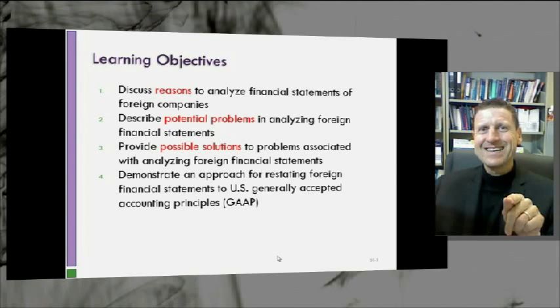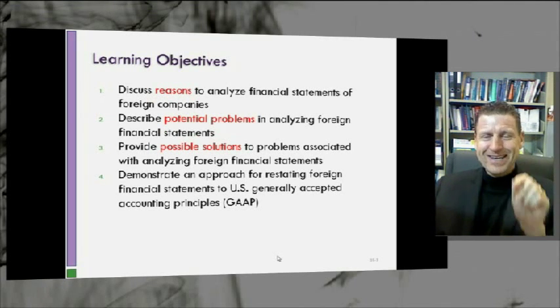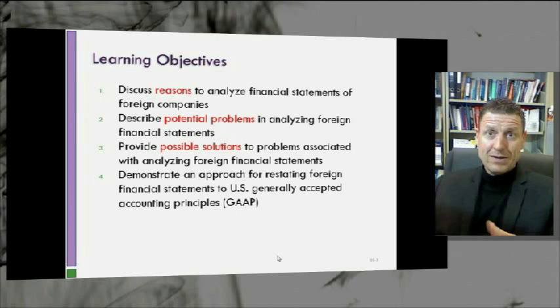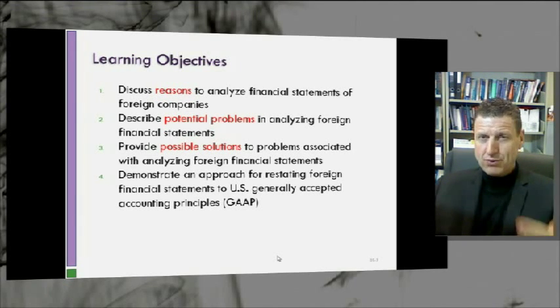So learning objectives. We want to discuss the reasons, the potential problems, and the solutions that diversity in financial statement standards, difference between IFRS and GAAP and variations of IFRS in different countries, this diversity and the need to restate if you're going to make a more accurate decision. Wow, this is the landscape. So the big thing you're going to take away from this is a greater appreciation of the pitfalls, the problems, the solutions, the stakeholders associated with this international accounting landscape.